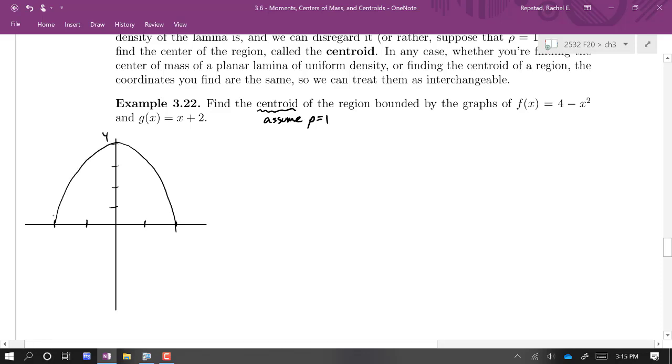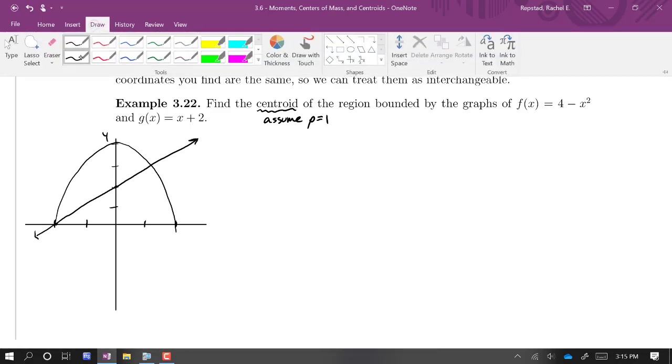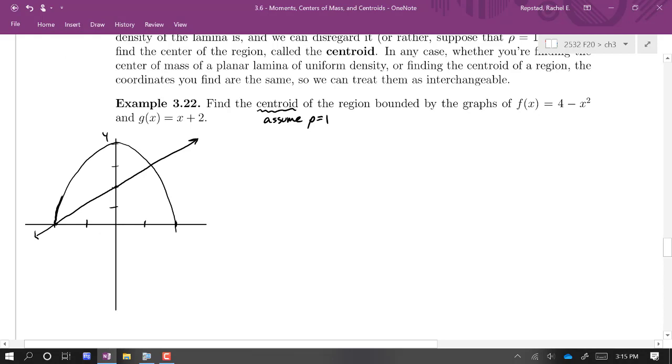So there's our 4 minus x squared. And then x plus 2 has a slope of 1 and a y-intercept of 2, and it will look like this. So now the region that we're looking at is this right here.